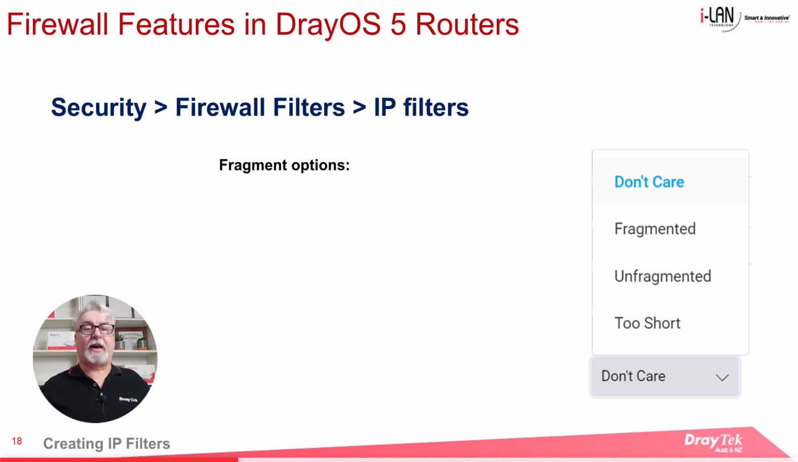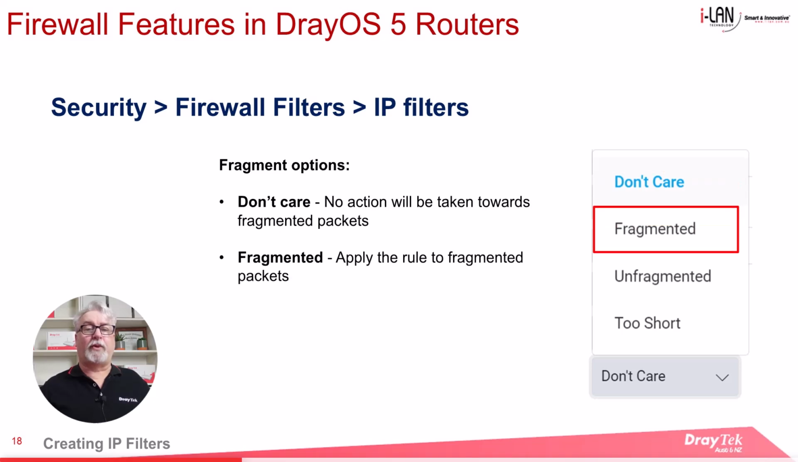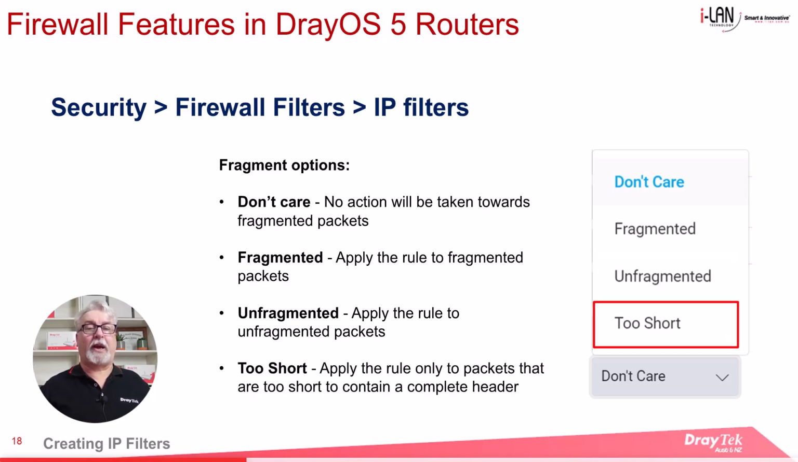The fragment options are: Don't care, no action will be taken towards the fragmented packets. Fragmented, apply the rule to fragmented packets. Unfragmented, apply the rule to unfragmented packets. Too short, apply the rule only to packets that are too short to contain a complete header.